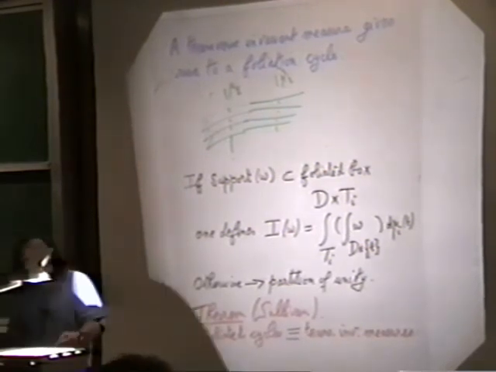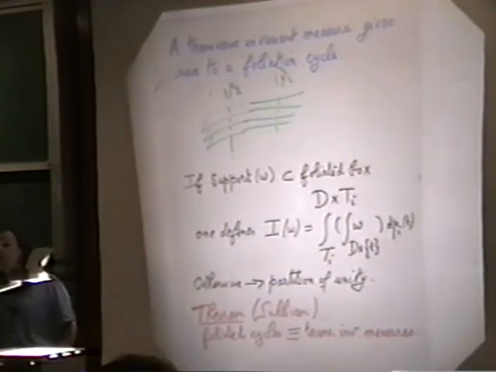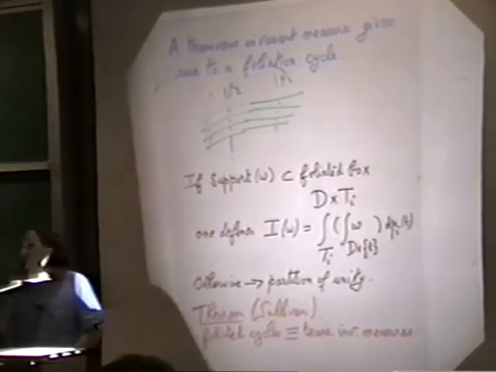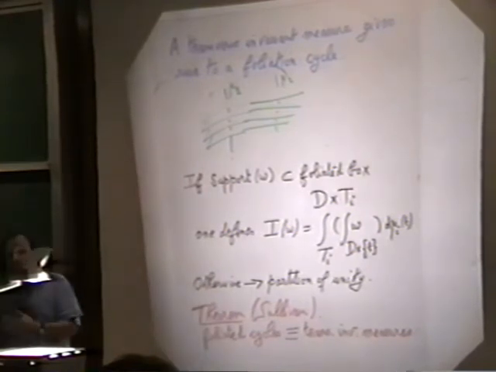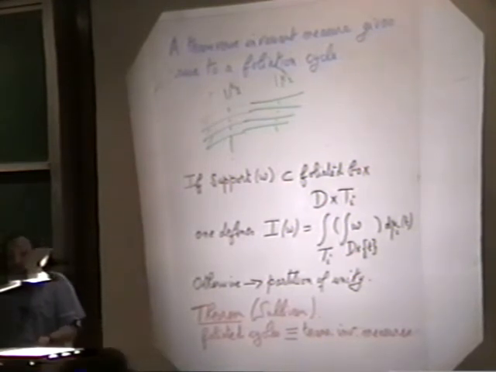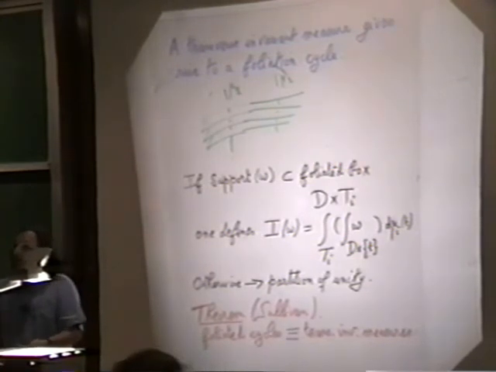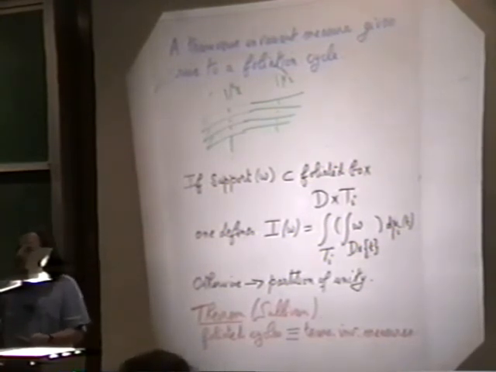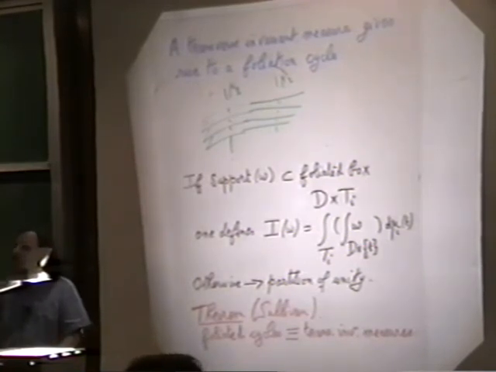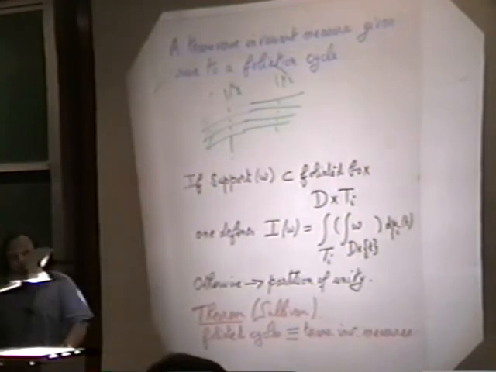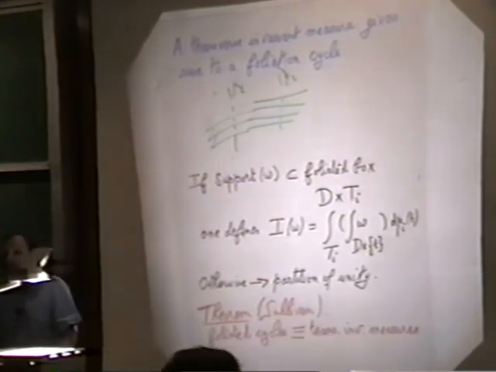How do you do it? Take a two-form omega, and assume first that it has a support which is contained in a foliation chart, D cross T_i. What you can do is integrate in the usual sense the form omega on D cross a point. You get a number, and this number you can integrate against the transversal measure mu_i. And you get a number for omega this way.